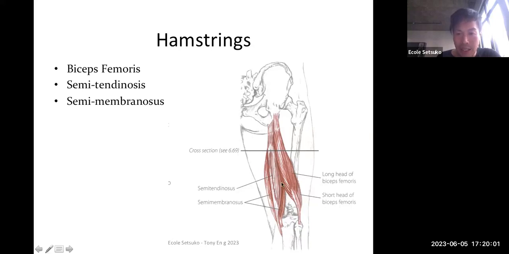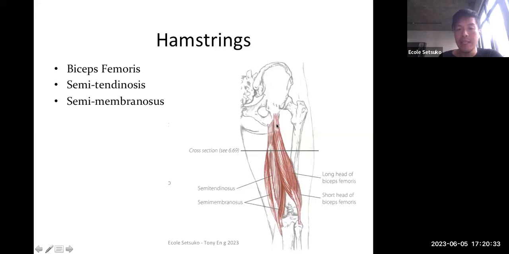The semimembranosus is underneath and the semitendinosus is on top. The semimembranosus is going to attach more on the medial aspect of the tibia right there, there's a tendon right there, and then the semitendinosus is going to be at the medial epicondyle of the tibia, so at the pes anserinus. So they work as a group, right? And they could either have a hip action, so hip extension, or knee flexion.